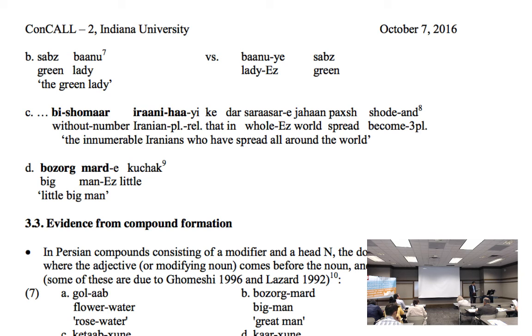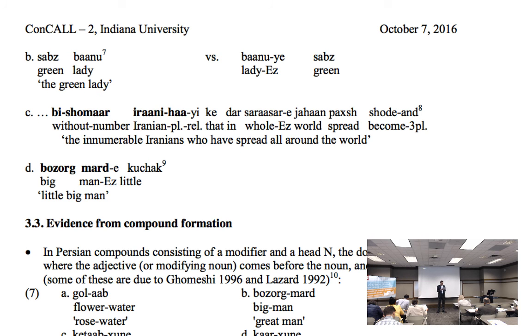Formation, you have cases where the most dominant way of making a compound in Persian is actually one where the noun is head final, and the modifier is before the noun, and you don't get the Ezafe. So for example, 7a, gulab, flower water, which is for rose water, prenominal, no Ezafe. Or for example, 7d, karkhune, workhouse, for factory, and so on.